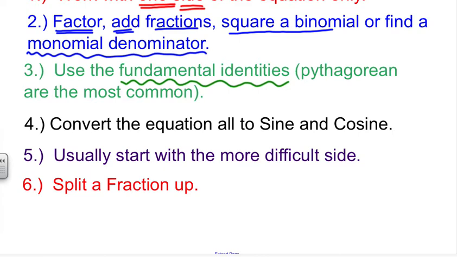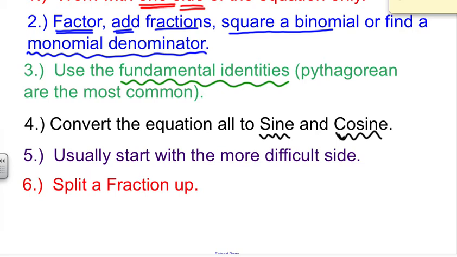Number 4 in the black, sometimes it's good to convert the entire left side or right side of the equation to a sine-cosine form. You usually want to start with a more difficult side, using some of your identities to convert it to the other side. And then step 6 is to split up a fraction.